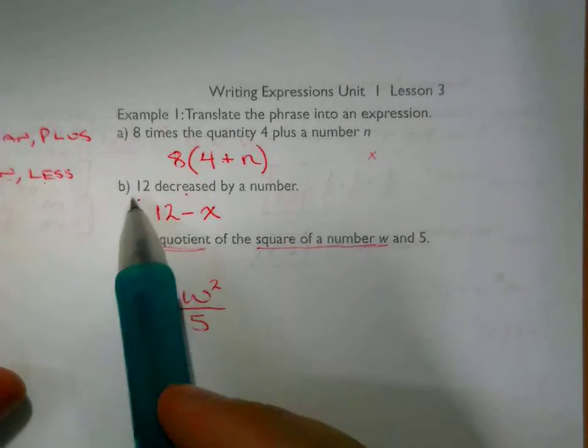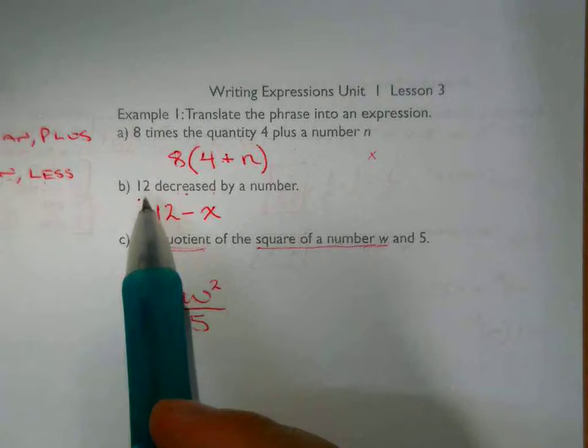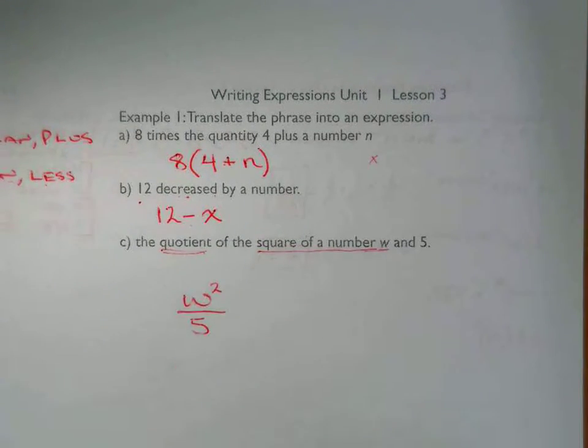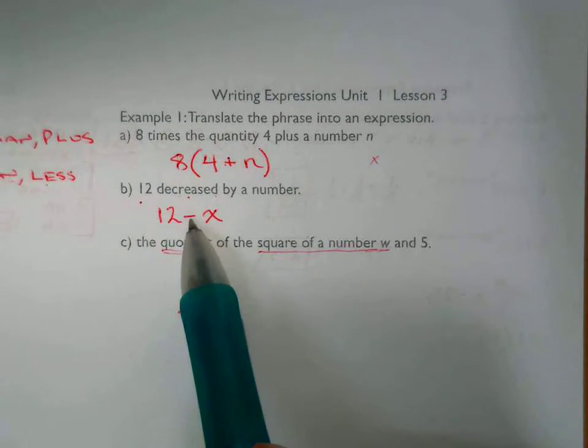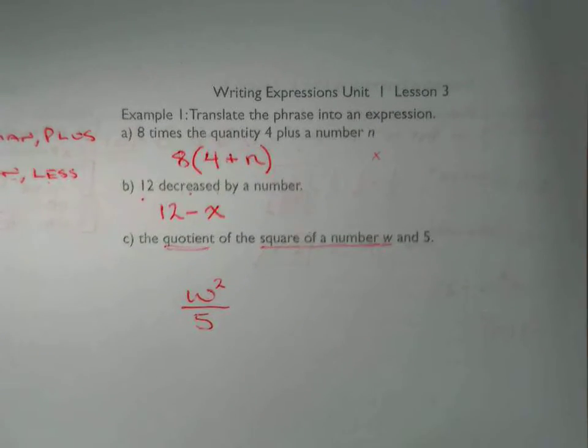All right, next, 12 decreased by a number. In this case, we have 12 decreased. That's one of our code words for subtraction. And then a number, we don't know what that number is, so we'll just use x.